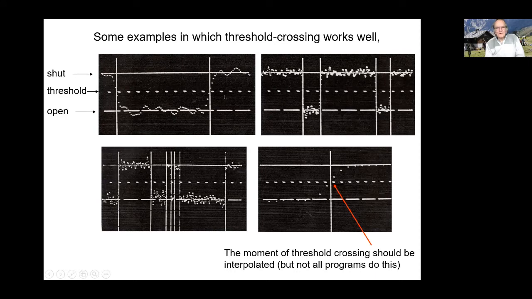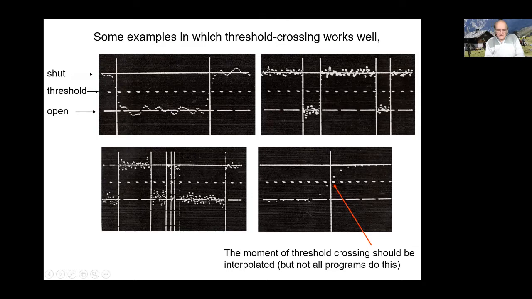Here's two more distinct openings. These vertical lines mark the crossing points where the threshold is crossed. It works quite well here too. There's one point that should be made: if we blow up the shutting transition with a much expanded scale, you can see that there's a digitized point here and a digitized point there, but nothing actually at the threshold.